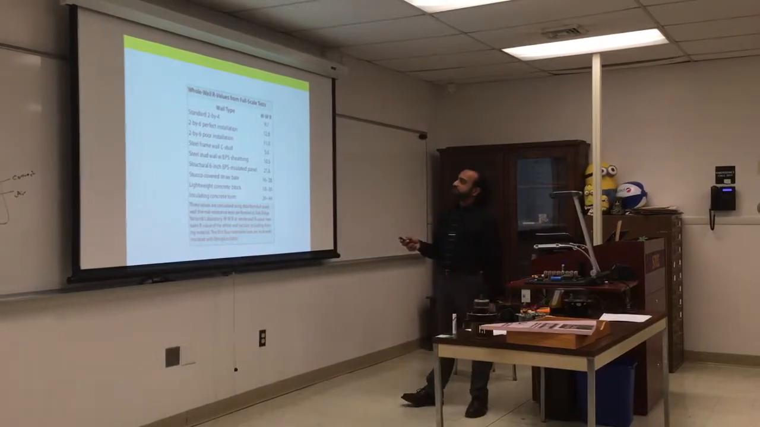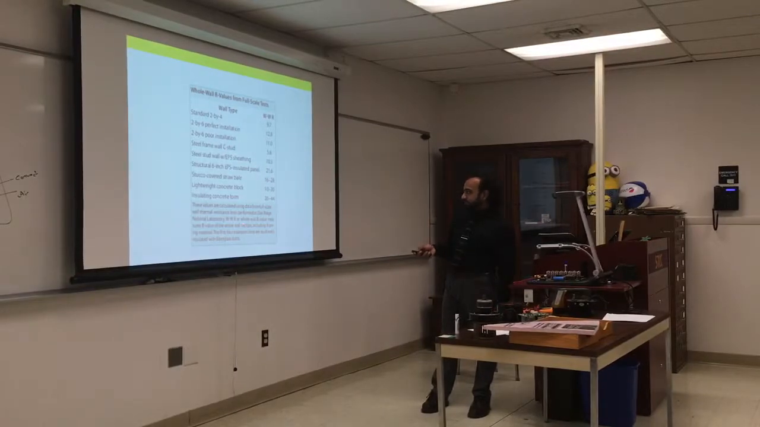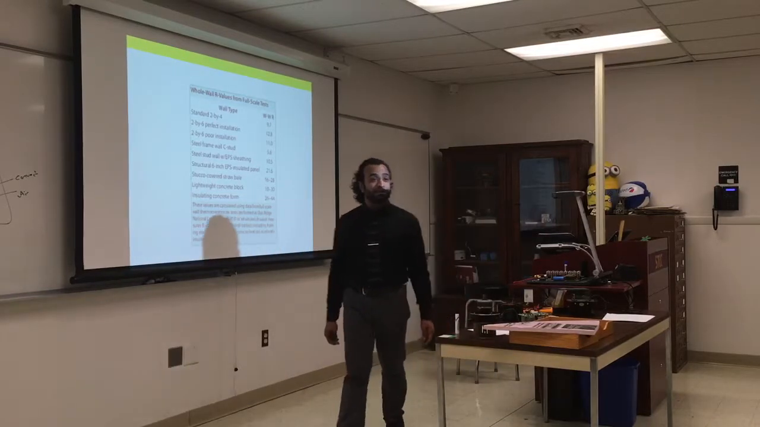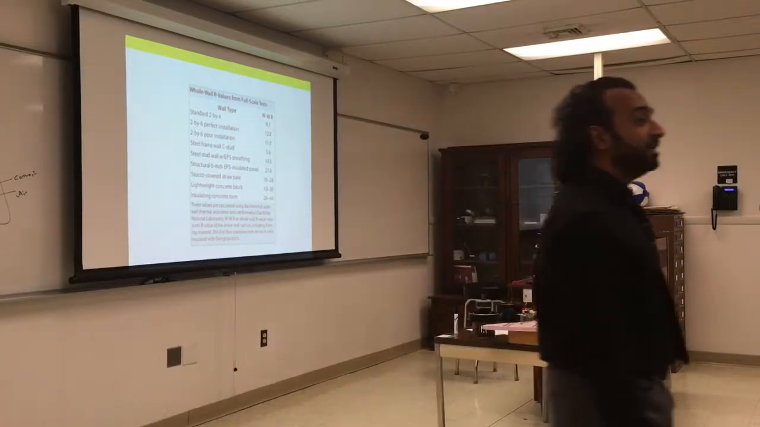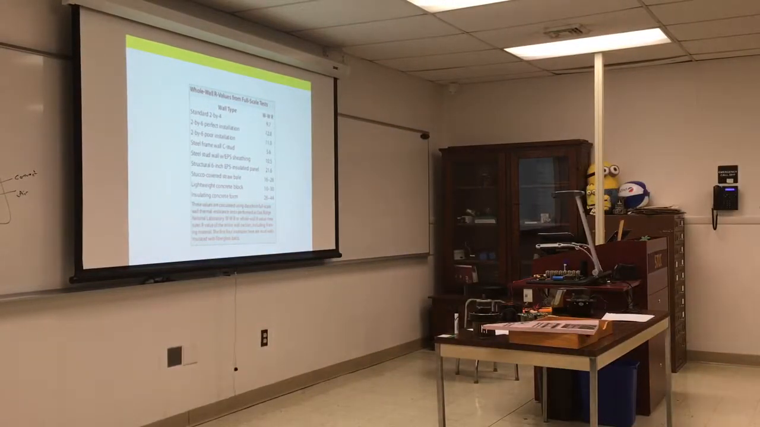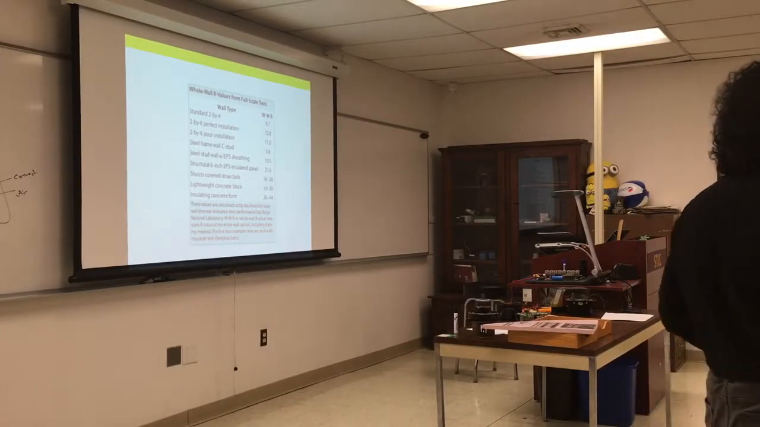2 by 6, perfect insulation. 2 by 6, poor insulation. Wall type, WWR: whole wall R value. Steel studs are a really bad issue because if they are steel, they're highly conductive, and sometimes you even see the condensation inside the wall on the studs because they conduct very well. Wood studs are better, but still they are conducting a lot of heat.